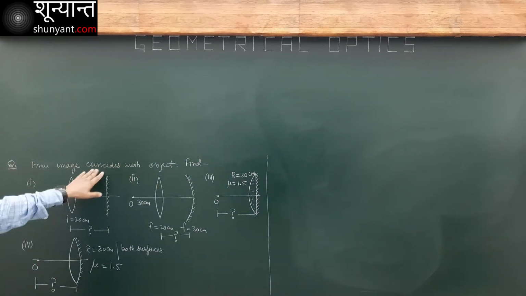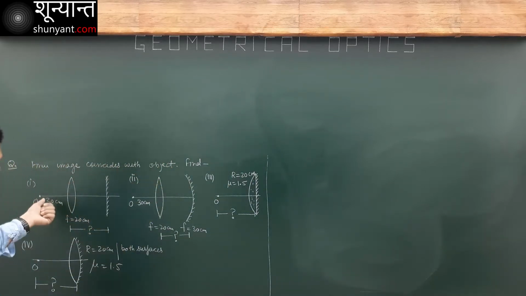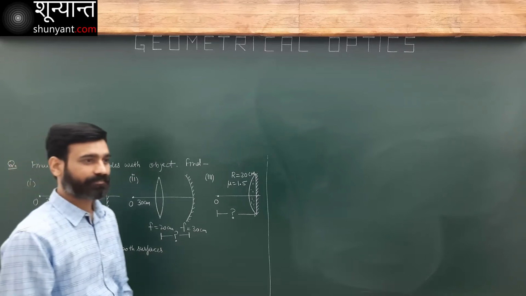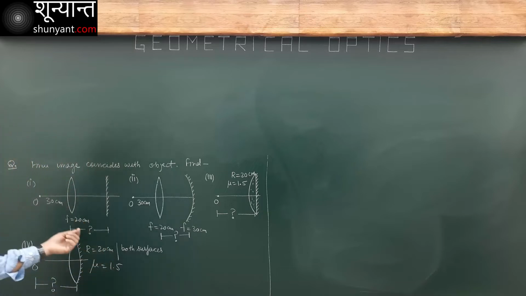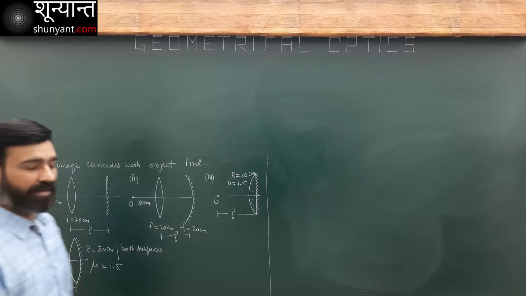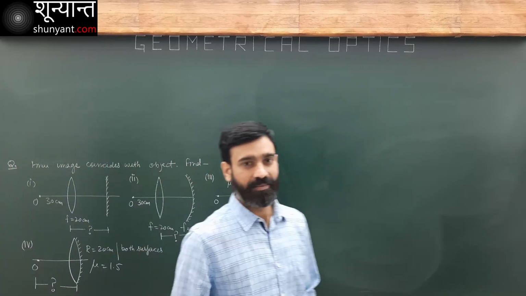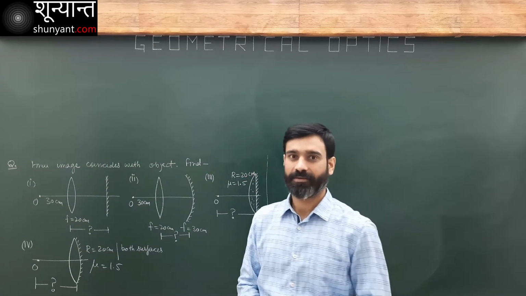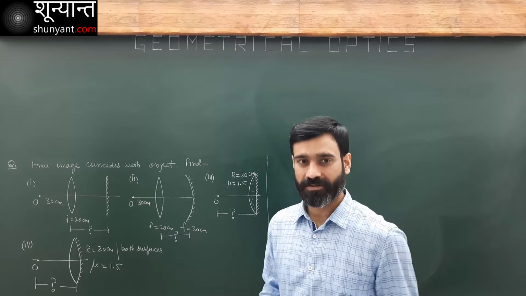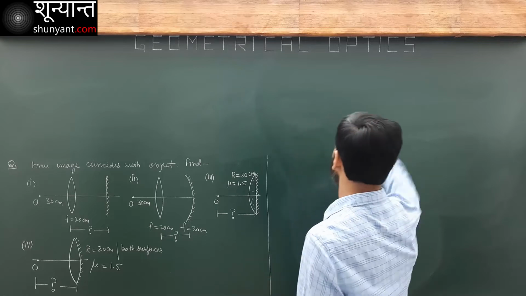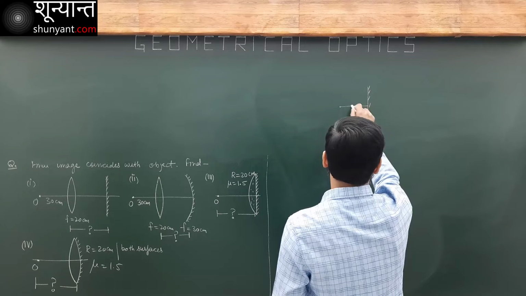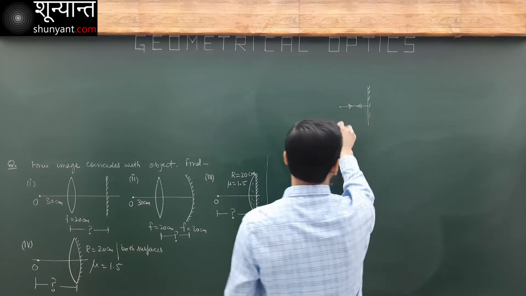Final image coincides with object. Find the distance between these. What should be the distance here? Lens, mirror, final image coinciding with object. If I have a mirror, that means the light must retrace. This is the condition for retrace. Remember this.